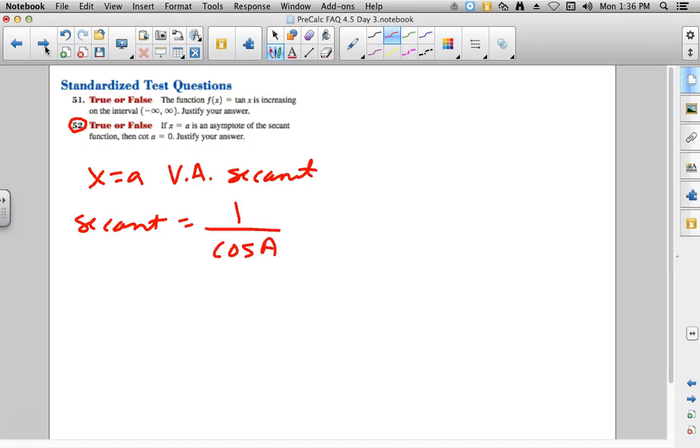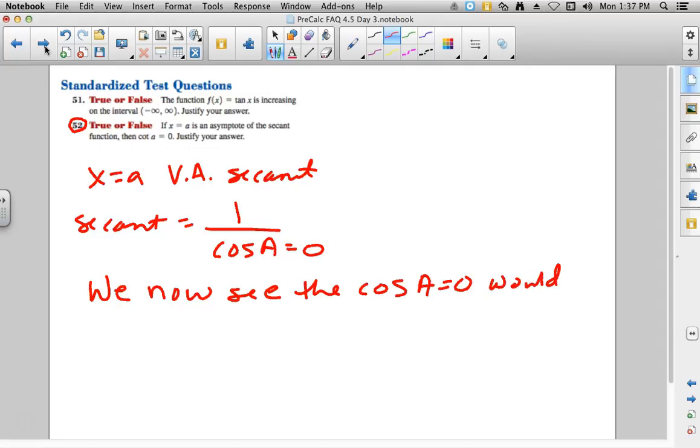So they are saying that when we get an asymptote out of this, it's because we're dividing by 0. And really, it's because the cosine of a is going to be 0. So they want us to connect that up with the fact that cotangent of a would end up being 0. Well, we would just write, we now see the cosine of a equaling 0 would give us a vertical asymptote.